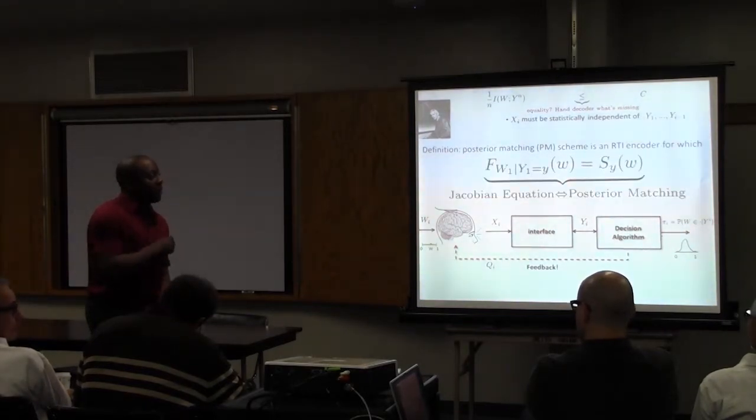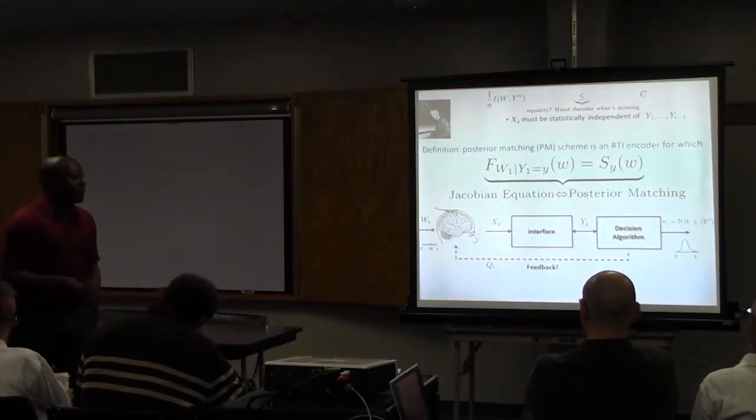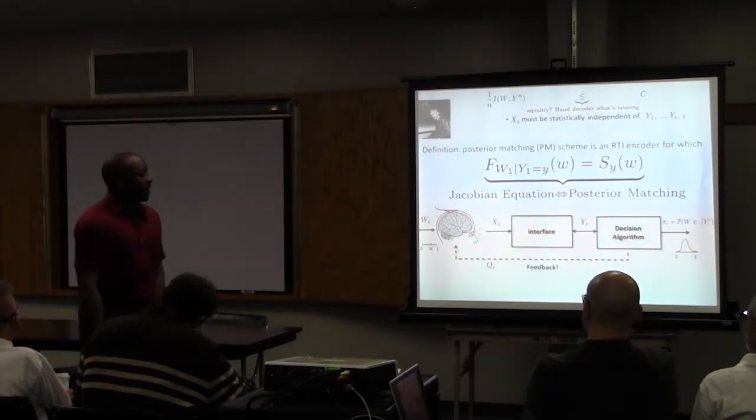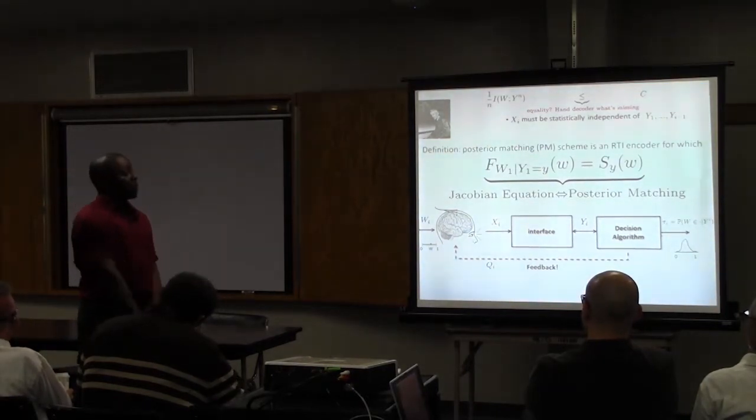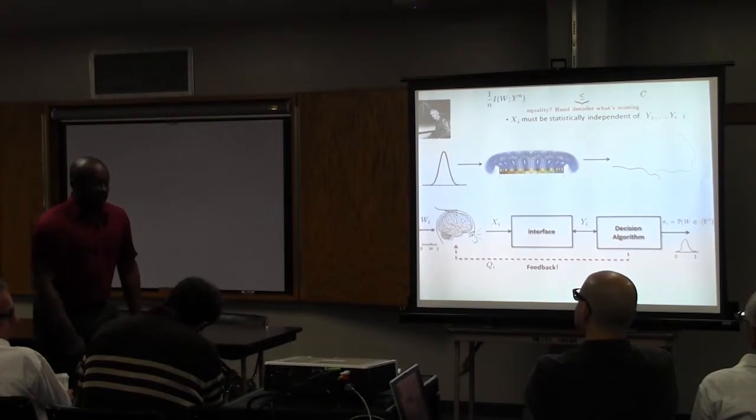And so if I integrate both sides, then actually what I recover is the posterior matching scheme by Shayevitz and Feder. Right, so what I'm trying to say right here is that the posterior matching scheme from Shayevitz and Feder can be interpreted from this perspective in the special case. Okay, so what can we do with this that's interesting?